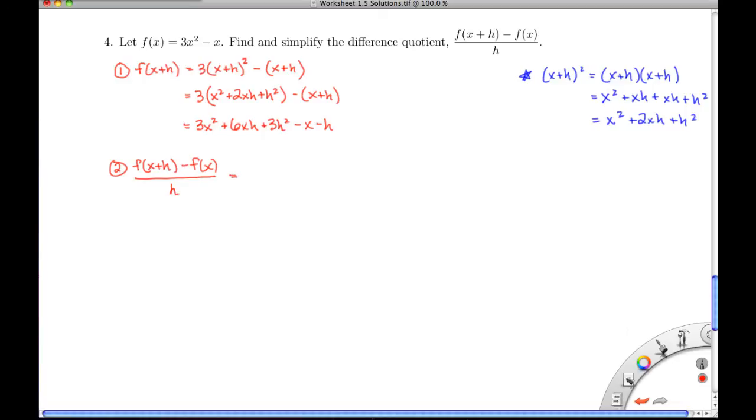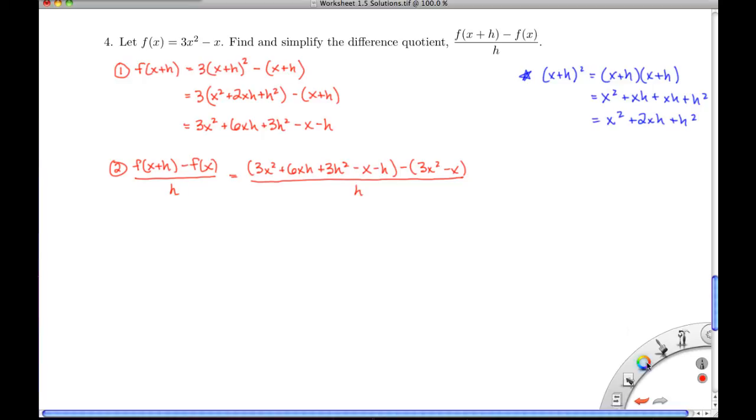So we'll put the f of x plus h in there, which we just found was 3x squared plus 6xh plus 3h squared minus x minus h. And we subtract f of x, which is 3x squared minus x, and this entire expression goes all over a denominator of h.